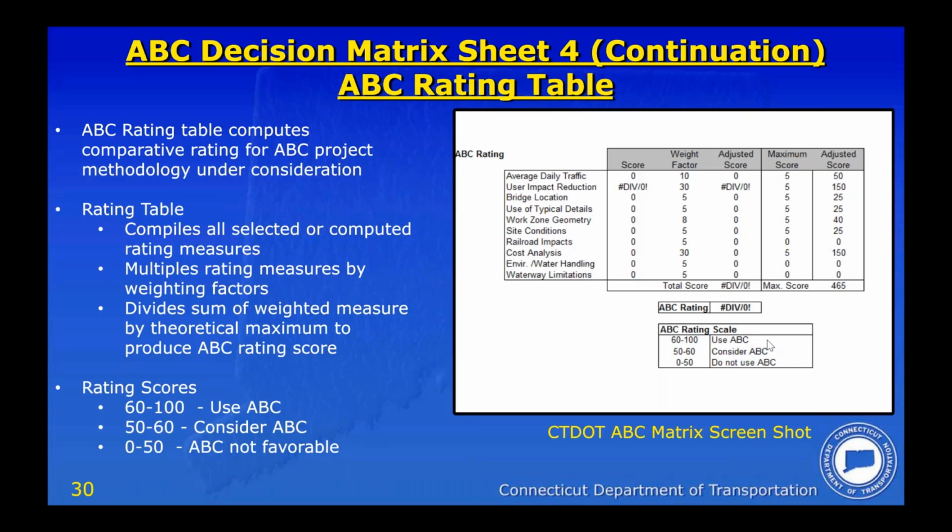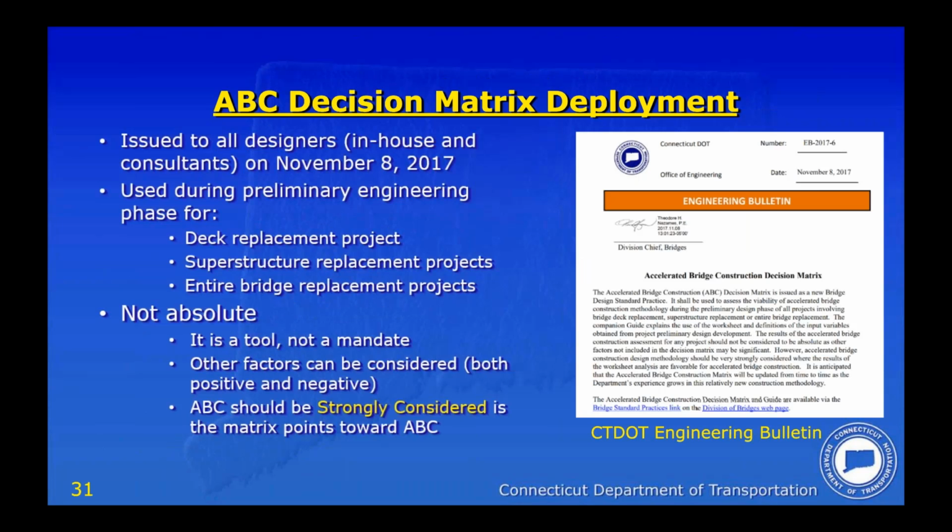So again, 60 to 100, good for ABC; 50 to 60, marginal; and less than 50, ABC is probably not your first choice. So this matrix was released, after our pilot process with a number of projects we used this on, through an engineering bulletin in November of 2017.